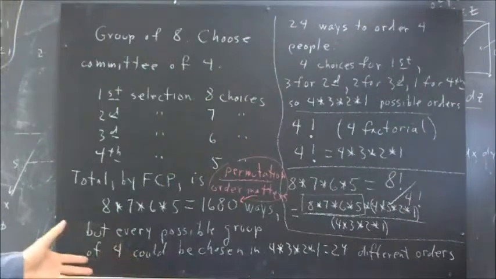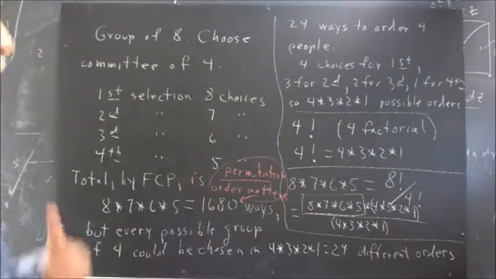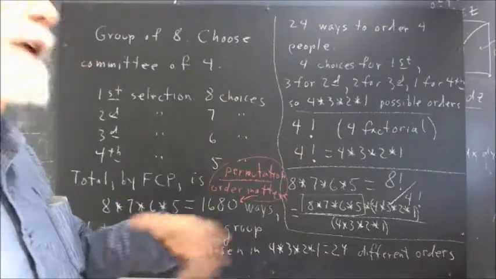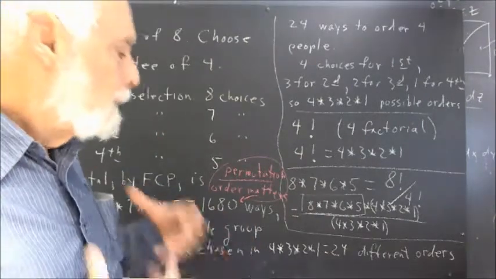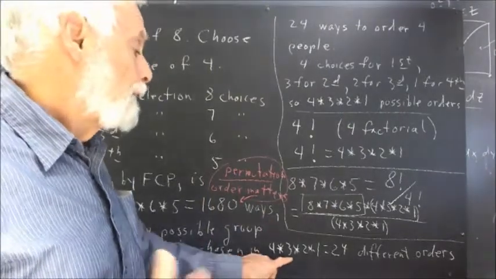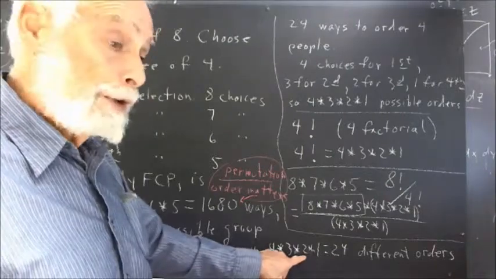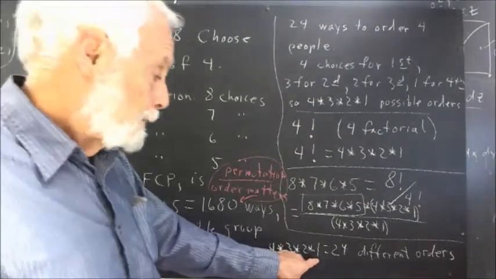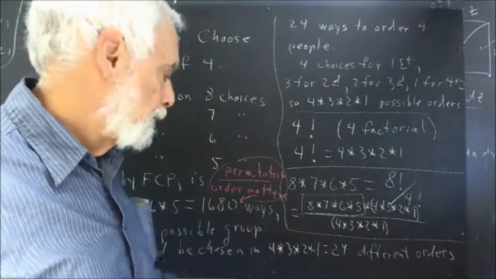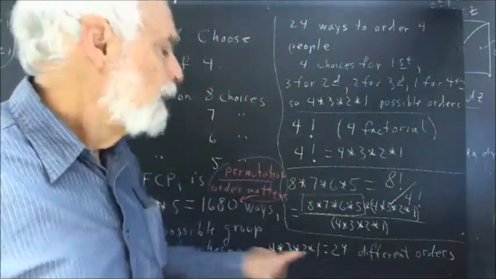Okay? Because if you have any group of 4, you have the same 4 people, you could have chosen the first, well, there are 4 choices, 4 possibilities for who got chosen first. And then there are 3 remaining possibilities for who got chosen second, 2 for who got chosen third, and of course that just leaves 1 choice for who got chosen fourth, but that makes 24 different ways of ordering the same 4 people.